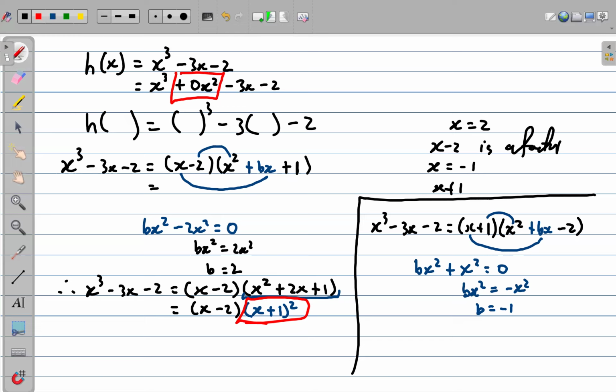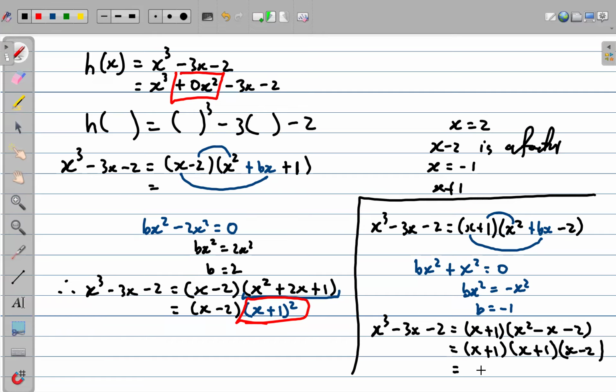Now, let's write the final answer. So x cubed minus 3x minus 2 is, watch this, x plus 1 into x squared minus x minus 2. And whether you check with the quadratic formula or you know your factorization, you realize that this will actually be x plus 1 into x minus 2. And it does give us the same result that we had there. So both ways would still work.